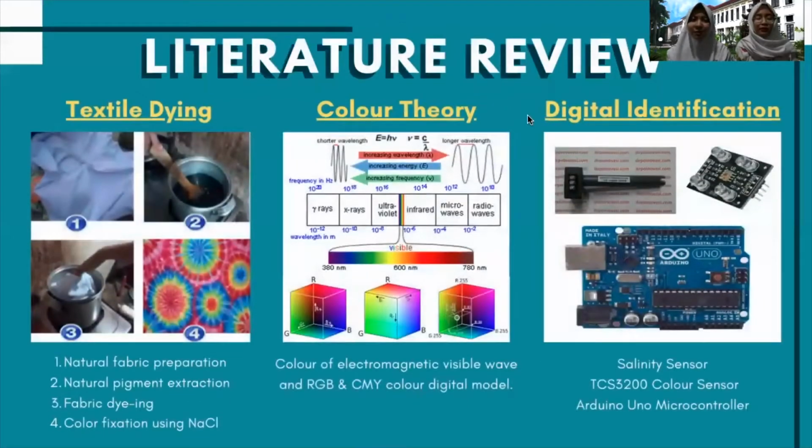Literature review. From the textile dyeing, the first step is natural fabric preparation. Second step is natural pigment extraction, and then fabric dyeing. And the next is color fixation using natural color. For the color theory, we use RGB and CMY color digital model. And for the digital identification, we use salinity sensor, TCS 3200 color sensor, and Arduino Uno Microcontroller.